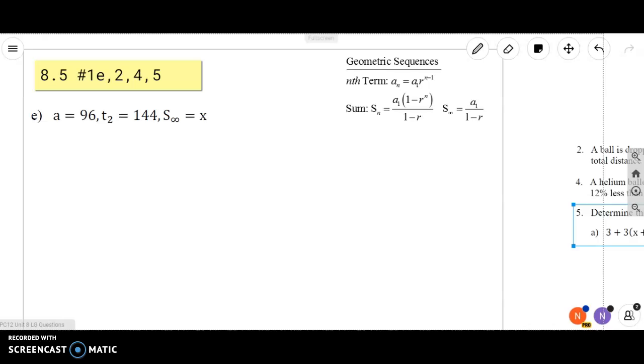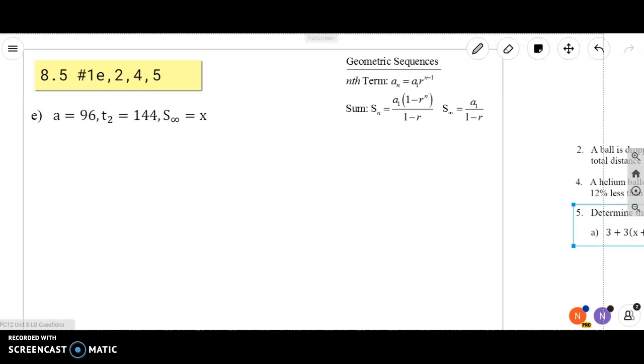Moving on to infinite geometric series, we're going to start off with 1e, where we're given a value for t2, and we're trying to find the infinite sum. So what sum the series converges to when you just keep adding terms together.